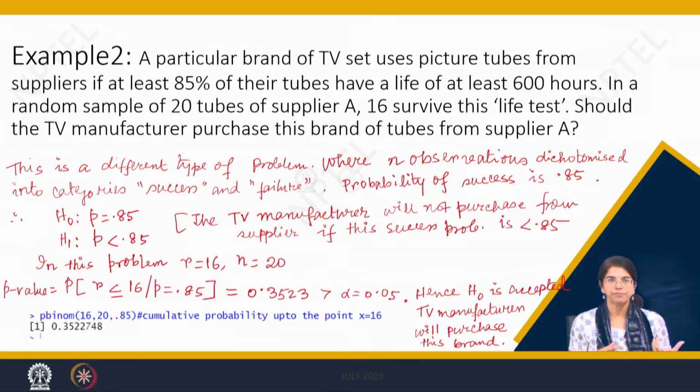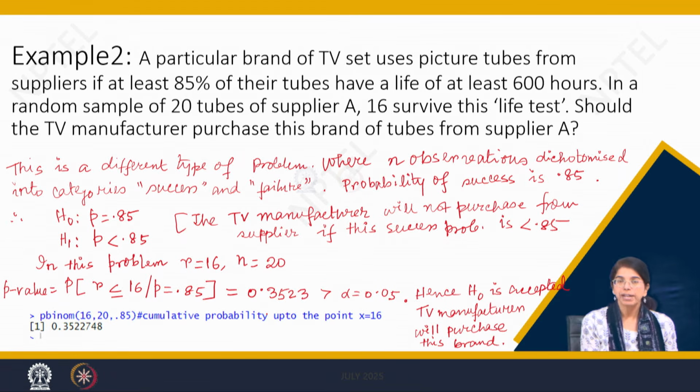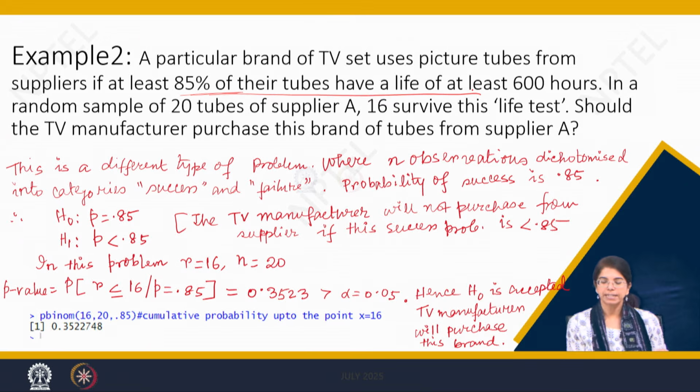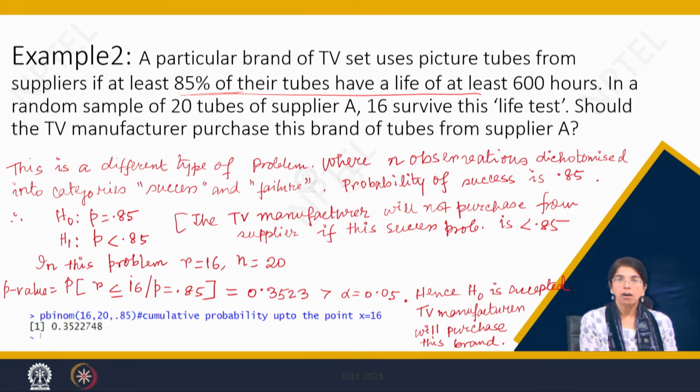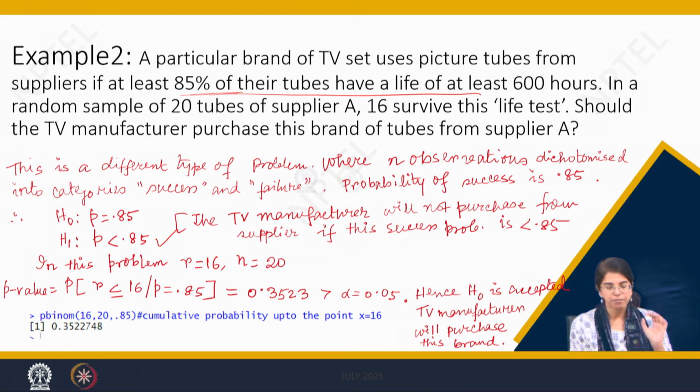H0: p is equal to 0.85, H1: p less than 0.85. Now, why is it less than? Have a check from the question. The question language is extremely important to note down. The question says the TV manufacturer will purchase this brand of tubes from supplier A if at least 85% of their tubes have a life of at least 600 hours. That means if the probability of success is lower than 0.85, then the TV manufacturer will turn down that proposal. Am I clear?